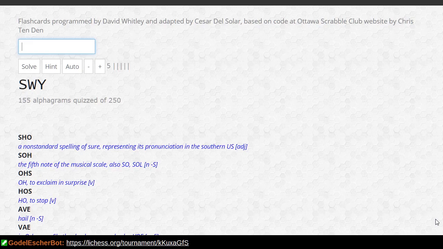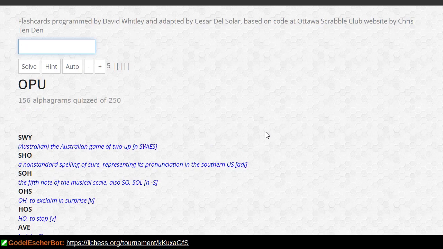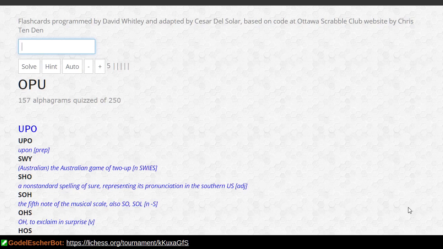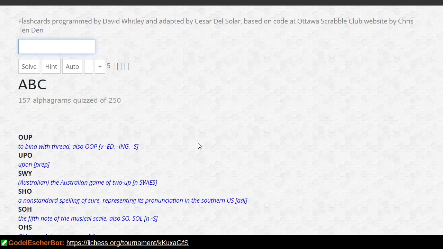Okay, what in the world is this? Swy. The Australian game of two up. All right. If there's a word here, it starts with a P, right? POU? UPO? Upon. All right. What's the word it wants me to find? Oop. To bind with thread. Now we saw that with OOP as well.